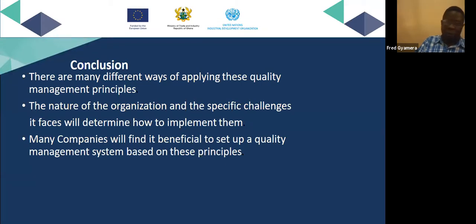I should tell you, many companies will find this very, very beneficial, and that will lead to the setting up of a quality management system. And as I said, your system, irrespective of whether it is food safety management, environmental, or occupational health and safety, should be based on these 7 principles. They are management principles that you can apply in your business to achieve sustained growth and improvement.